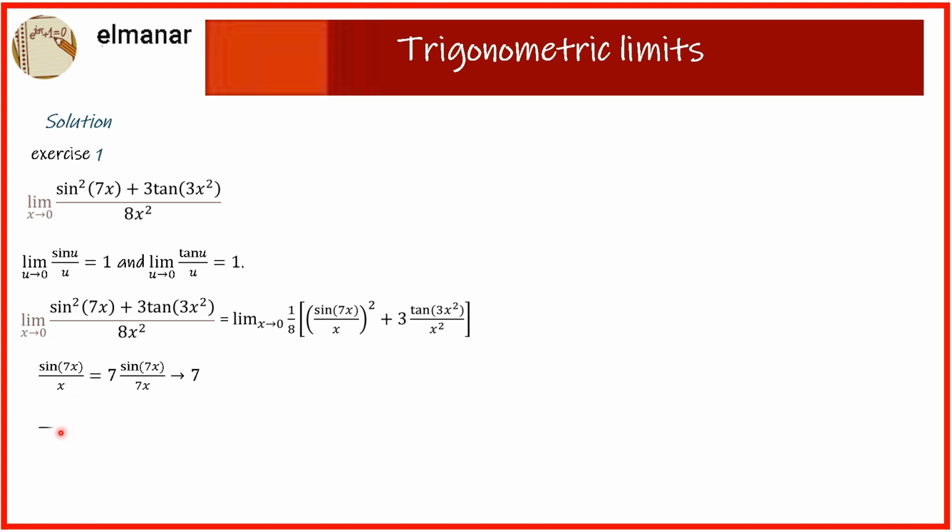Study of the second term. Now let us look at tangent of 3x squared divided by x squared. We rewrite this as tangent of 3x squared over 3x squared multiplied by 3. As x approaches 0, the ratio tangent of 3x squared over 3x squared tends to 1, so the whole expression is equivalent to 3. Then we multiply by the coefficient already present in front, namely 3. We therefore obtain 9.